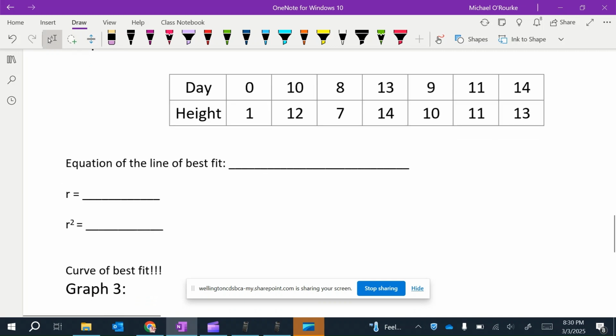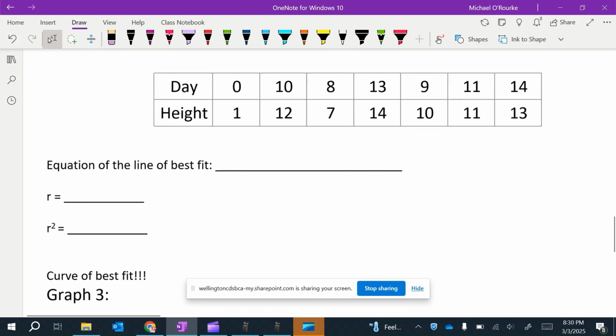So here I grew a plant and I tracked its height versus how many days. And I wrote it in a very weird fashion here. So I've got to write this down on a separate piece of paper. 0, 1, 10, 12, 8, 7, 13, 14, 9, 10, 11, 11.